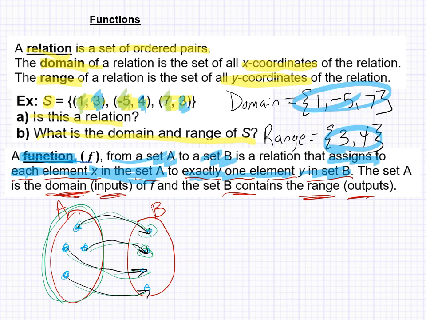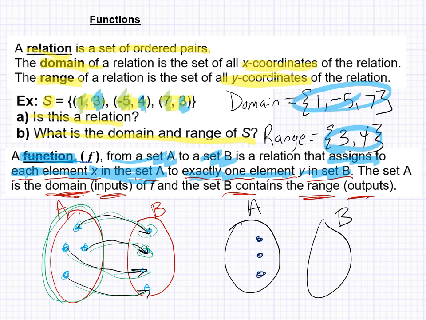Well, let me give you another example. Here's one set, say A. Here's another set, B. And let's say I had these three values here, and I had these values here, and I matched them this way, such that this matches to this, this matches to this, and this matches to this. Would this matching define a function? The answer would be no.